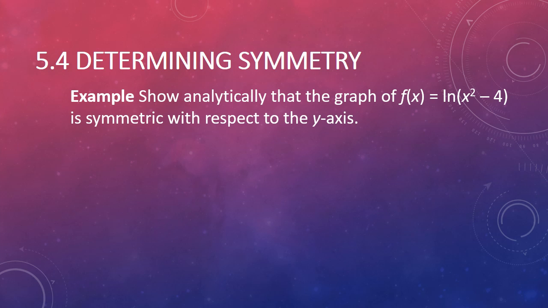Now we're going to show analytically that the graph of f of x equals the natural log of x squared minus 4 is symmetric with respect to the y-axis. Being symmetric with respect to the y-axis means that it can be reflected over the y-axis. So what you're going to do is show that when you put a positive value in for x, say 3, whatever y you get, you're going to get the same y when you put in negative 3.